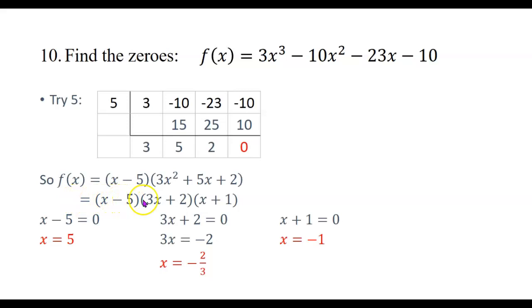And to know when the whole thing is equal to 0, well, that would just be when any one of the individual factors is equal to 0. x minus 5 could equal 0, which means x equals 5, so that is a zero. 3x plus 2 could equal 0, so 3x equals negative 2, so x equals negative 2/3. Or x plus 1 could equal 0, so x could equal negative 1. So it turns out we found the 3 zeros. They are 5, negative 2/3, and negative 1.